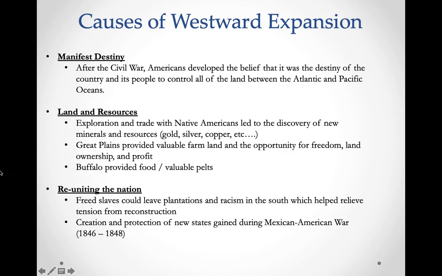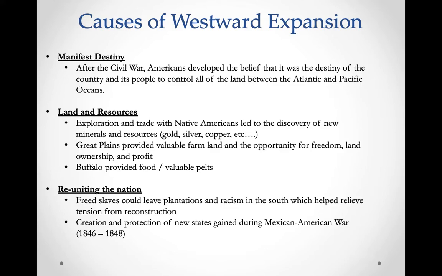Westward expansion occurred for three major reasons. The first reason was an idea known as manifest destiny. This idea, which developed shortly after the Civil War, led Americans to believe that it was their destiny and the nation's destiny to control all of the land between the Atlantic and Pacific Oceans. Americans hoped to eliminate any European influence from the newly added areas of the United States and hoped to reduce the influence of Native Americans so that they could control more of the land and have access to the resources that were included.